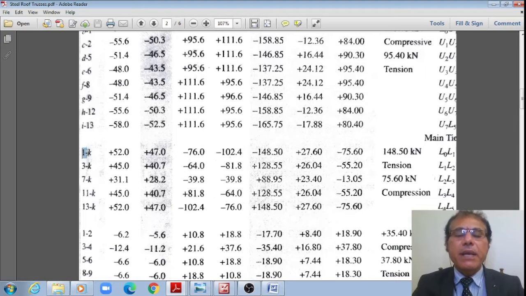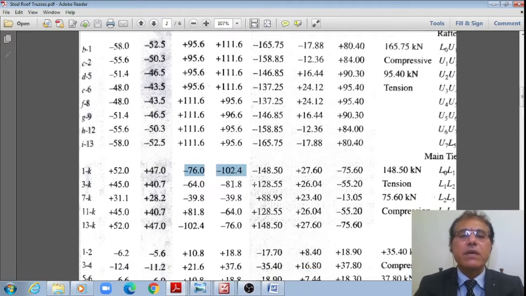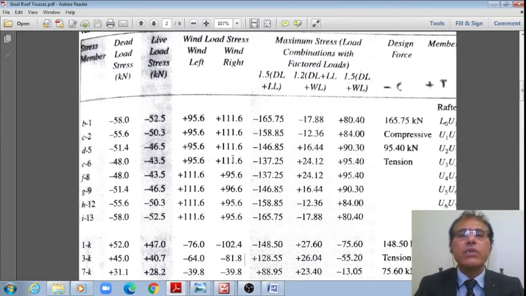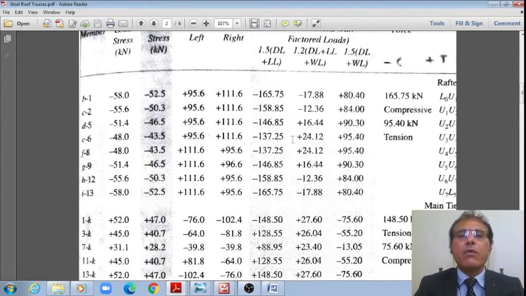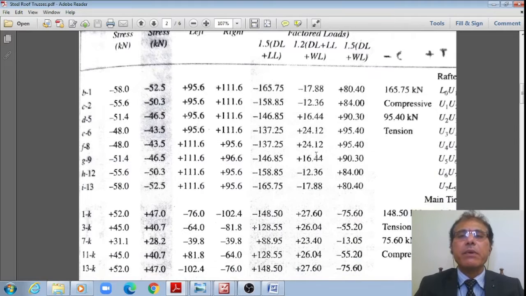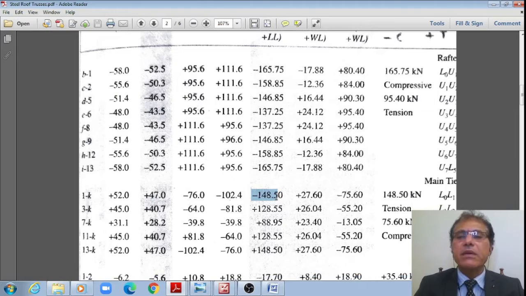Similarly, I have shown the other day the main tie. In that main tie, I am getting for dead load 52 compression, and due to live load 47 compression. Whereas due to the wind I got tension as minus 76 when theta is equal to 0 and minus 102.4 in the L0 L1 member. Similarly, in other members you can see the other results, but now if I do these combinations, 1.5 dead load plus live load, 1.2 multiplied by dead load, live load, wind load, 1.5 multiplied by dead load, wind load combinations, I am getting the first result in this L0 L1 as compression, design compression as 148.5 kilonewton, right?